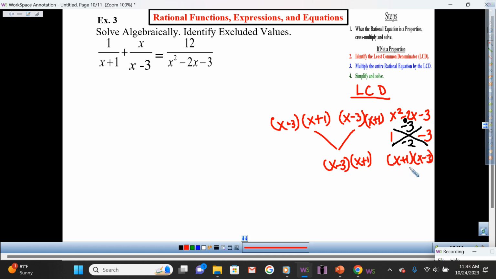And what do you guys notice? Same. So my LCD is x minus 3, x plus 1. And that's what we're going to use to multiply times the numerators. X minus 3, x plus 1. I'll give you a head start. Let's see how you do with that.